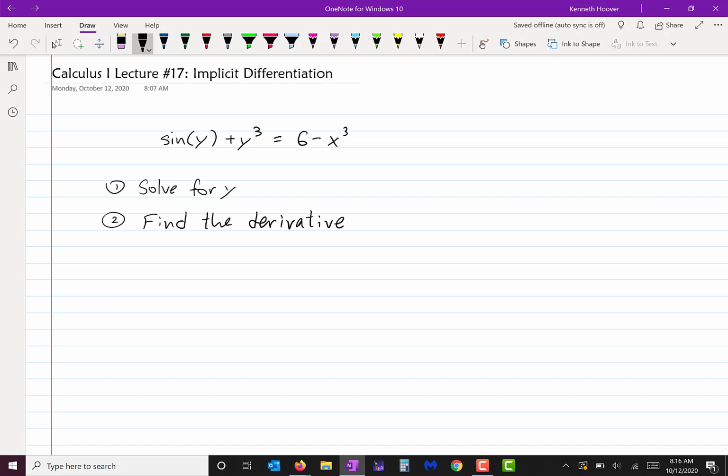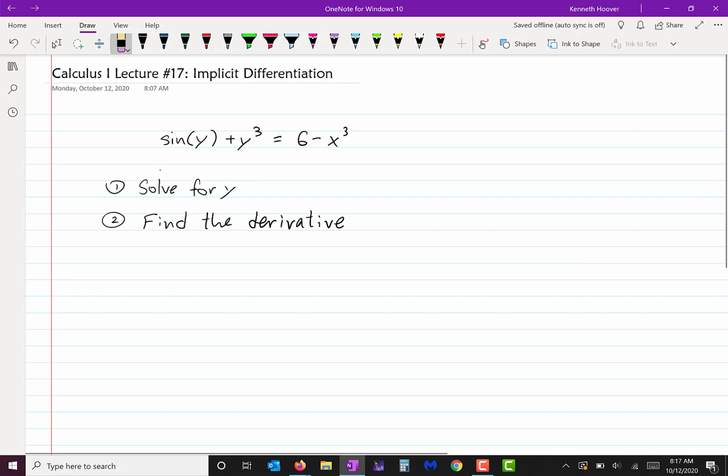Doesn't sound particularly difficult, right? But this part here might be difficult, or it might not. In this particular case, it'd be a little bit difficult to solve for y. Okay? I mean, you could go ahead if you want and try it. You could pause the video and take sine of y plus y cubed equals 6 minus x cubed.